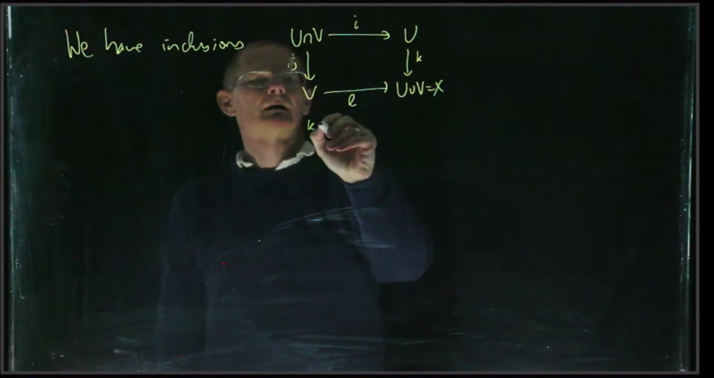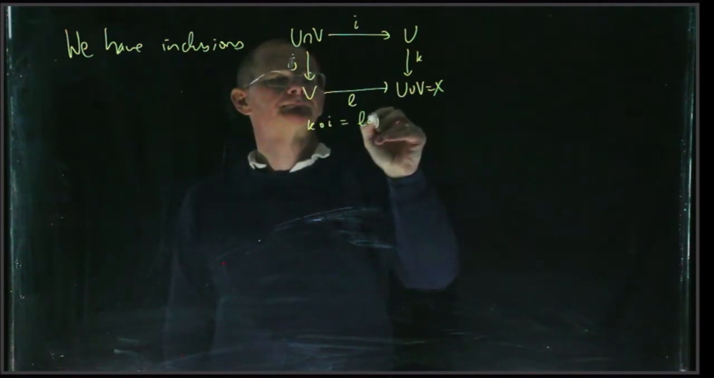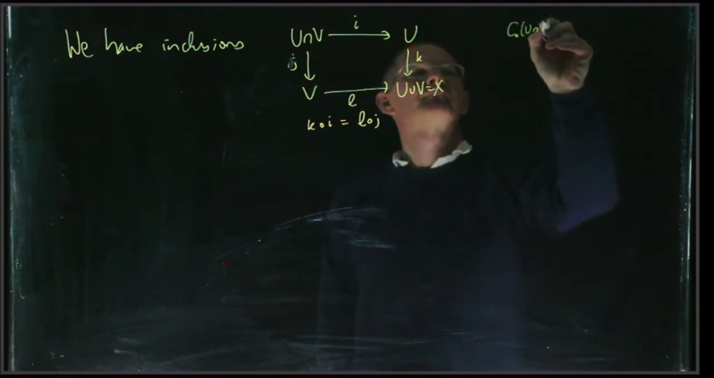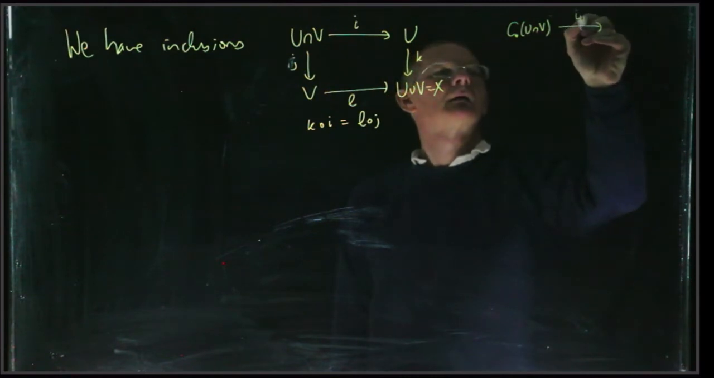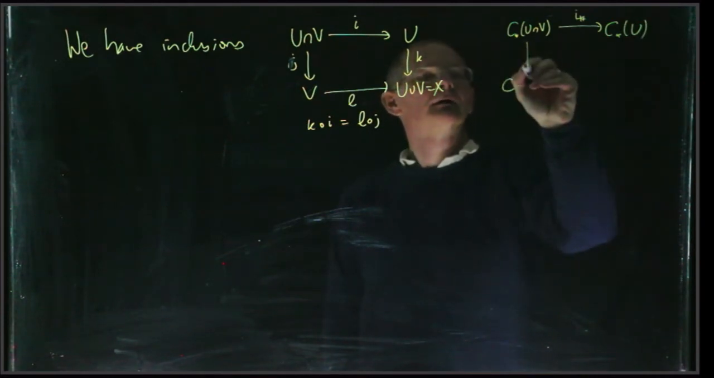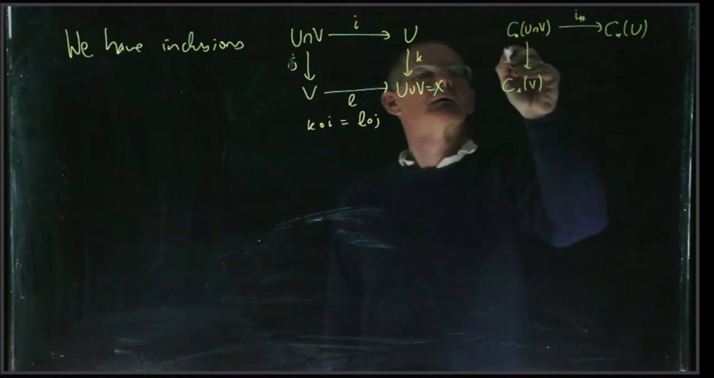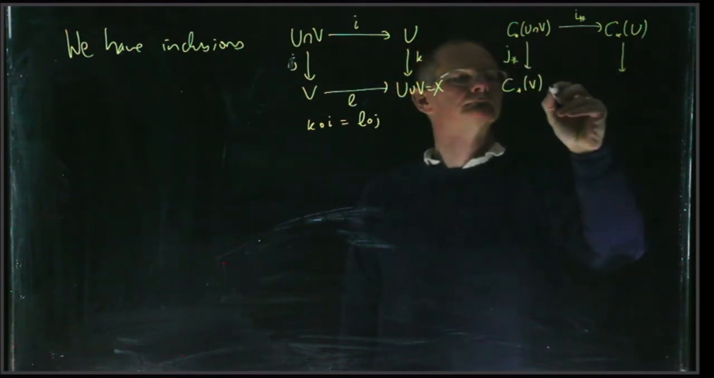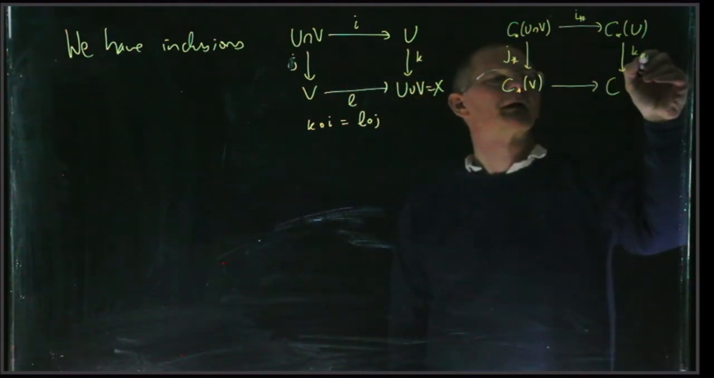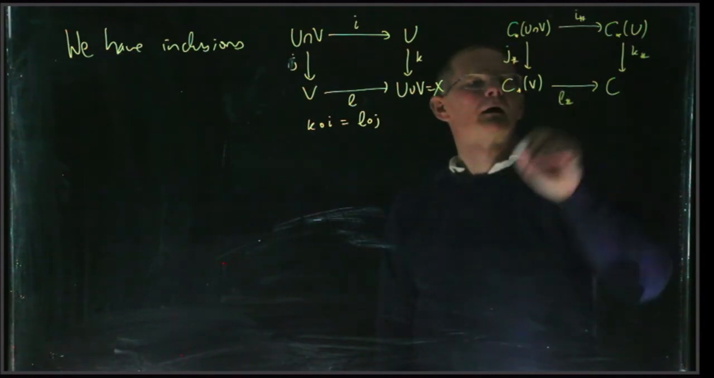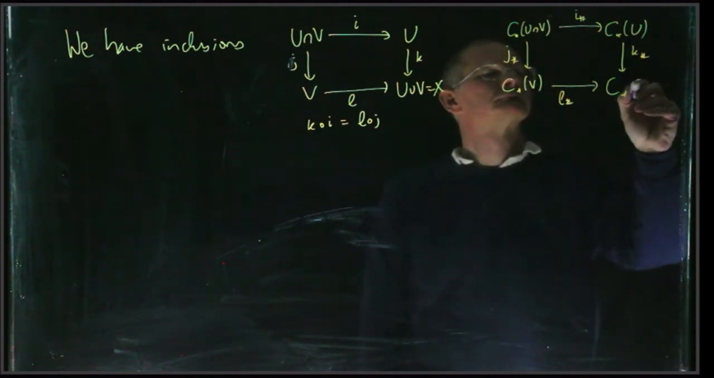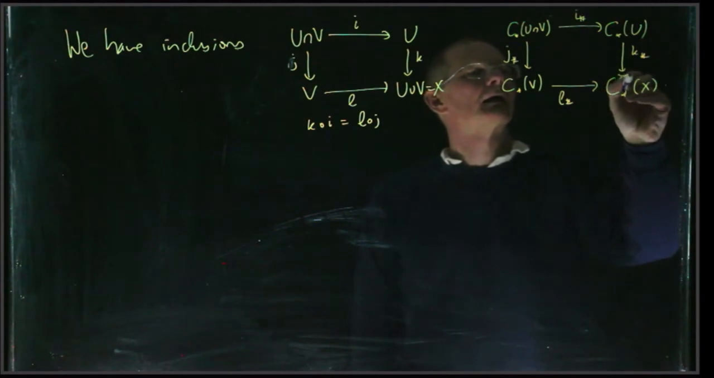So K composed with I is the same as L composed with J. And so you've got C star of U intersect V. It goes by I hash to C star U, and J hash to C star V. Now here I could write C star X, but let's do this for a minute. So you've got your K hash here and your L hash here. Okay, so these are just the inclusions of C star U and C star V into C star X. So they're actually ending in the small complex.